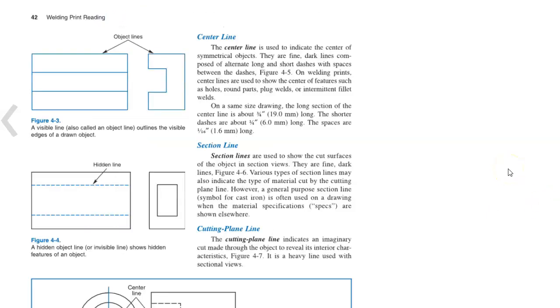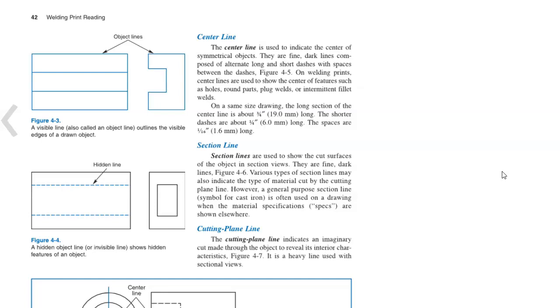Center line. The center line is used to indicate the center of symmetrical objects. They are fine, dark lines composed of alternate long and short dashes with spaces between the dashes. On welding prints, center lines are used to show the center of features such as holes, round parts, plug welds, and intermediate welds. On the same size drawing, the long section of the center line is about 3/4 of an inch long. The shorter dashes are about a quarter inch long. The spaces are about a 1/16 of an inch long.